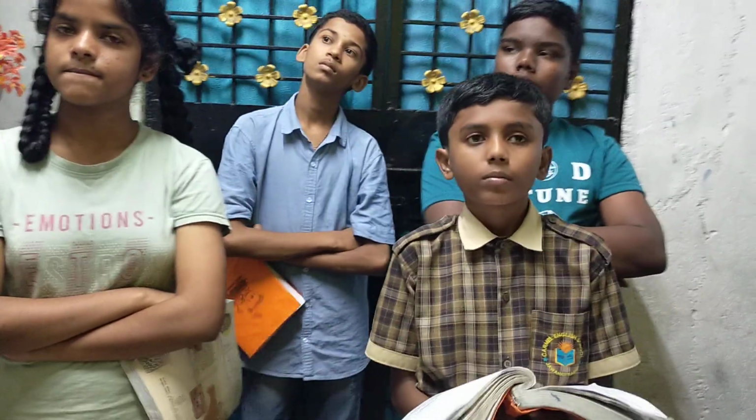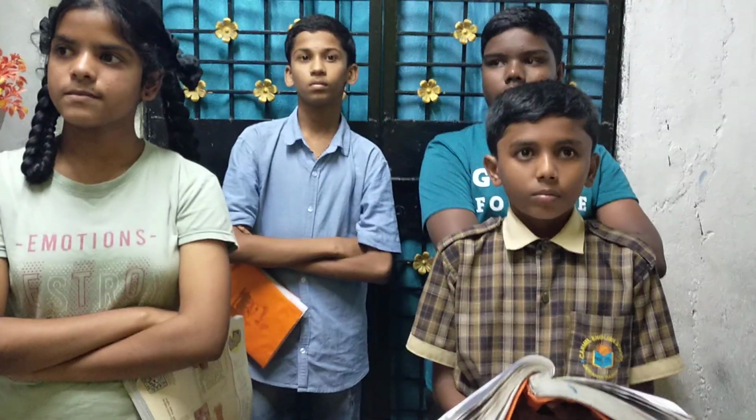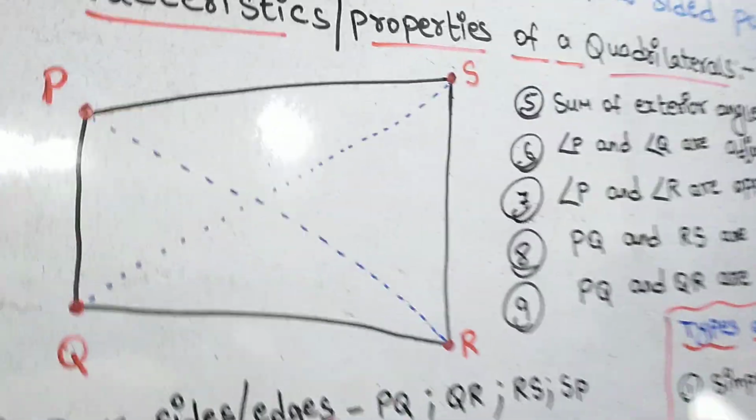So a quadrilateral is a 2D shape. It's a closed figure. It's a polygon and it has 4 sides. Did you understand, kid? Okay, fine. Then next, now coming to the properties of a quadrilateral. Properties or characteristics, same thing. If they ask you properties or characteristics, you can write all these points. See, this is a quadrilateral.